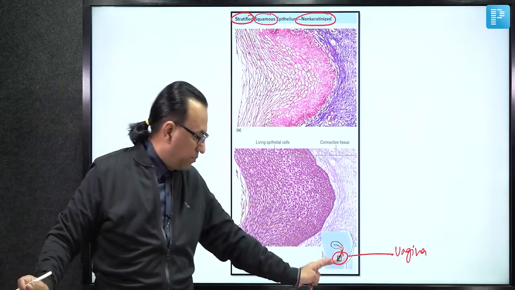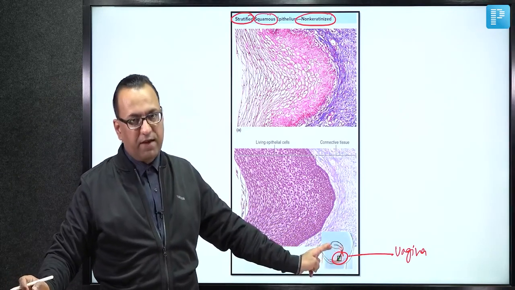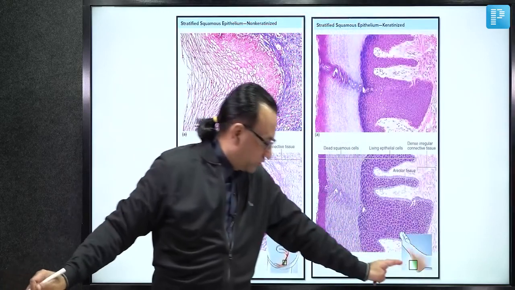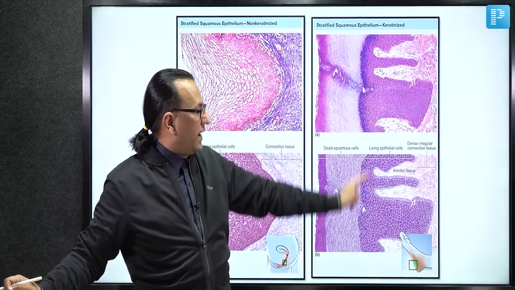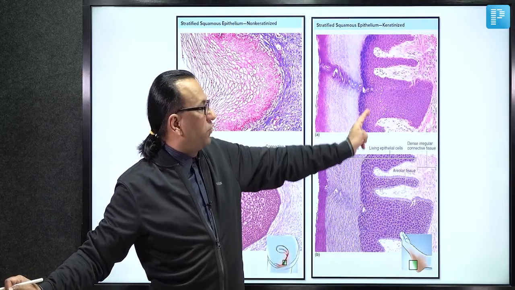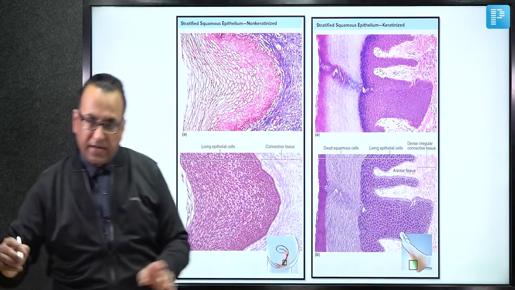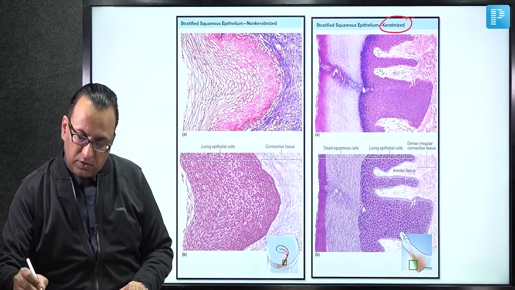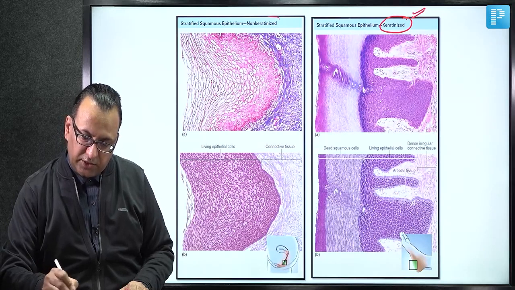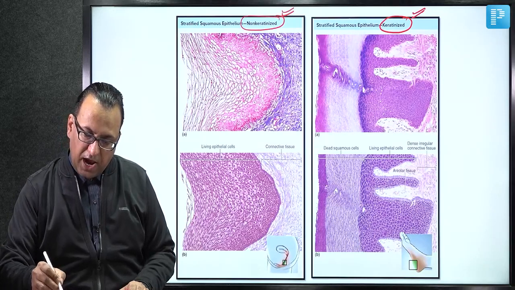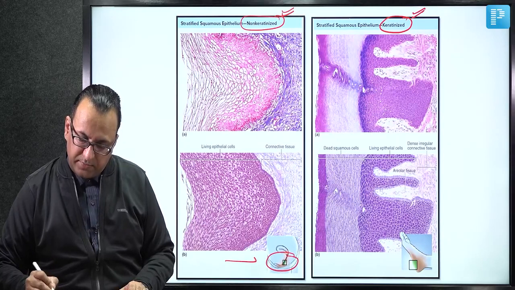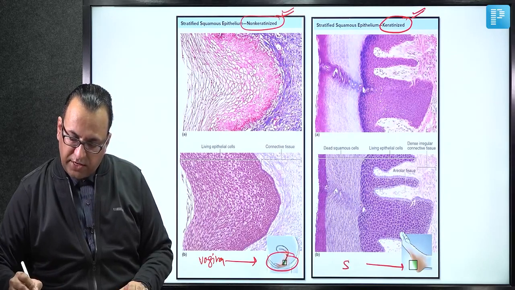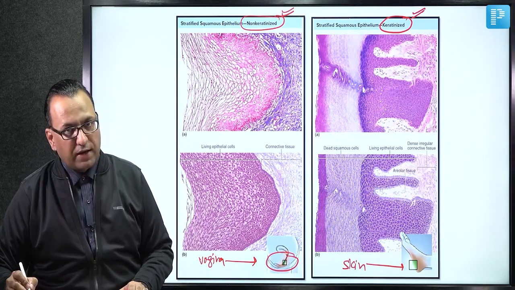And now we are going to compare it with the skin which we have taken from the sole, which is shown here. So these are the two diagrams showing stratified squamous epithelium, but it is keratinized. And we want to know how this keratinized epithelium is differentiated from the non-keratinized epithelium. At one place we have the vaginal epithelium, and at the other place we have the skin of the sole, and we are going to magnify it now.